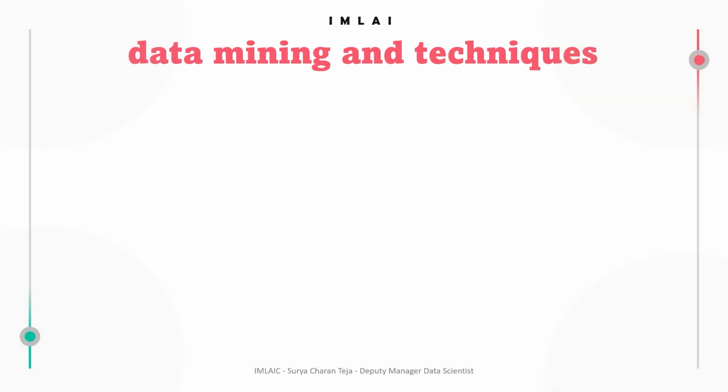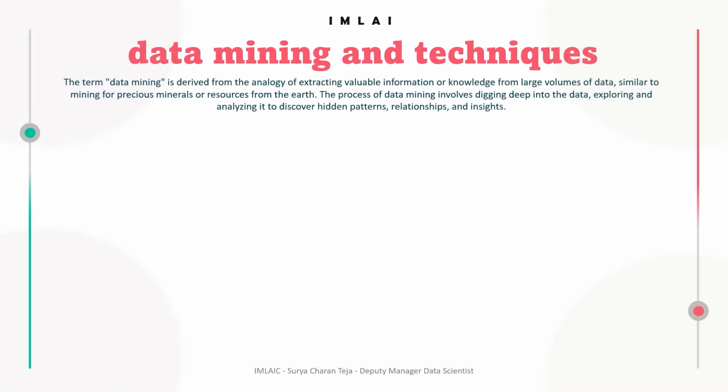Data mining is the process of discovering patterns, relationships, and insights from large volumes of data. It involves applying various techniques and algorithms to extract valuable information and knowledge from the data. Here are some commonly used data mining techniques. The first one is association rule mining. It's the oldest technique of data mining, from the 1980s.